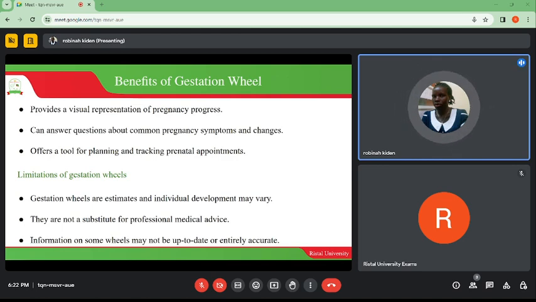So if the mother has the gestational wheel, she still needs to always visit her midwife, always visit her doctor, so that she can get medical advice. Then information on some wheels may not be up to date or entirely accurate. So you need to watch out for those wheels that have outdated information.